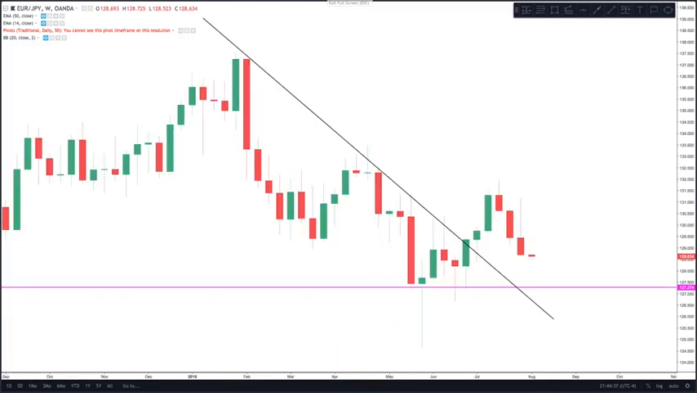Here in the weekly, we had this great long wick candle rejection of support, which is the right shoulder. And then this was followed by a trendline break, which gives us a long bias on the weekly. So let's jump to the daily time frame.